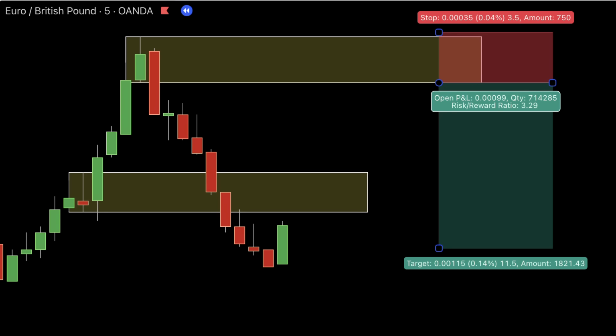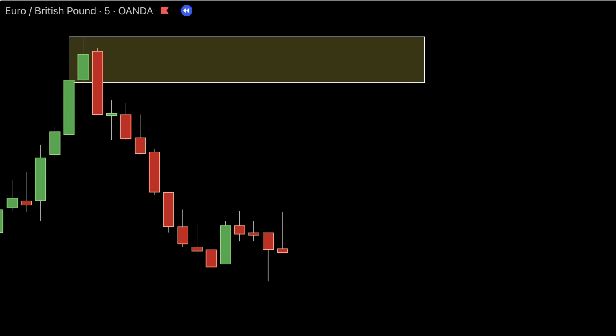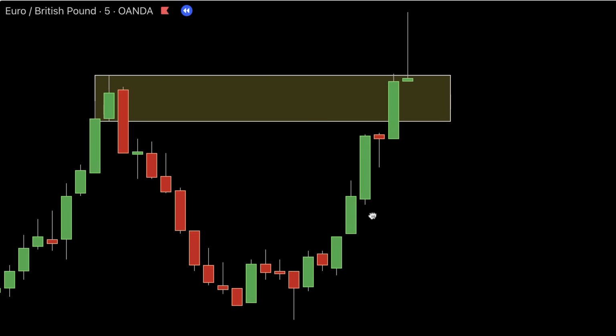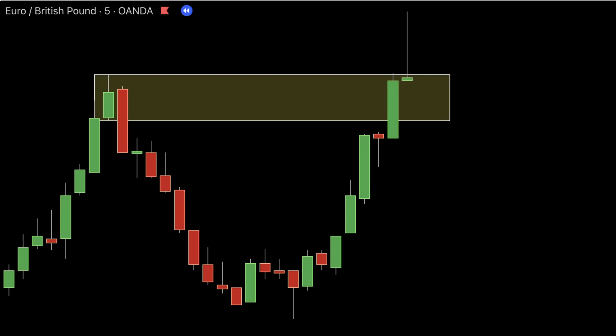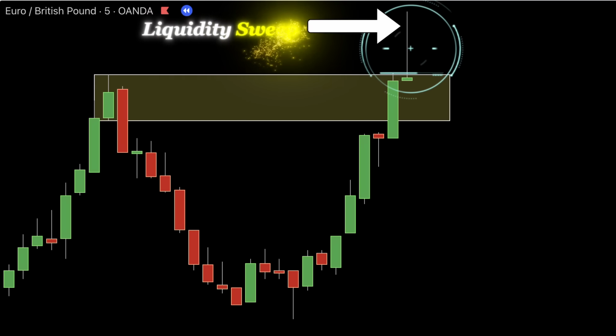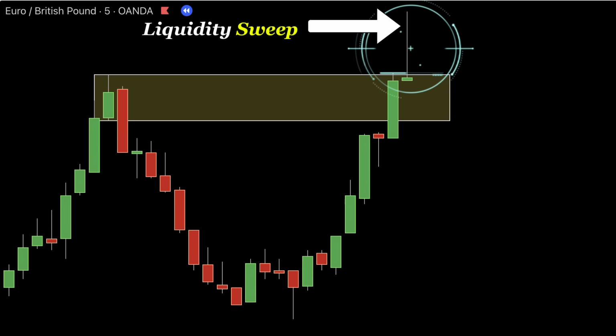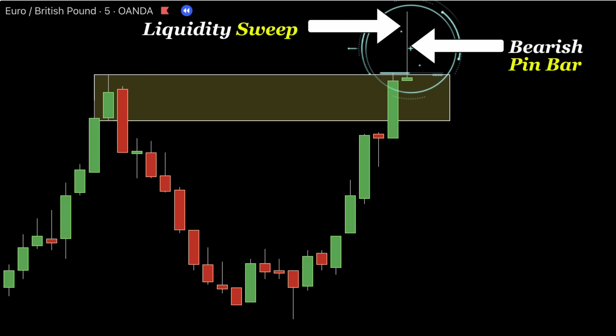As the price returns to the supply zone, we monitor closely for a liquidity sweep. Here's what occurs. Smart money briefly pushes the price above the supply zone, sweeping liquidity by triggering retail traders' stop losses. The price then closes back below the zone, forming a bearish pin bar. This pin bar acts as our confirmation signal, indicating that the supply zone is still valid, and a market reversal is likely.